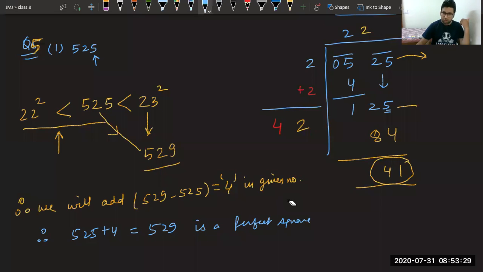Sir, 41 what? Beta, 41 is the remainder, is giving us this thing actually. We got this thing from here, that this 525 is more than 22 square.